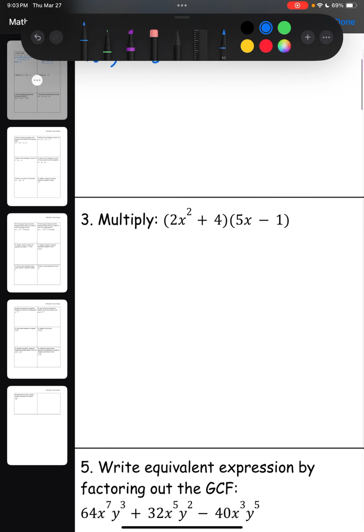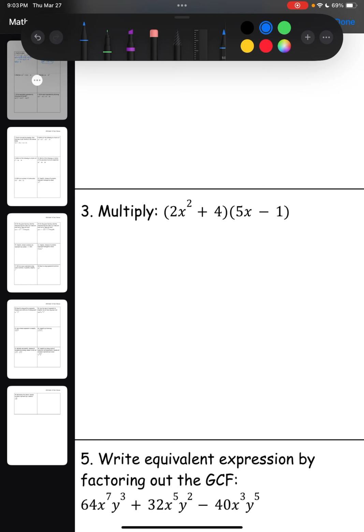Alright, number 3. For number 3, we're going to be multiplying these out, right? I'm going to show my method, how I do it. I do it over and under, so I make sure I multiply everything. By doing those first overs, we have 2x squared times 5x, which is 10x to the third. Then 2x squared times -1, which is just -2x squared. Then 4 times 5x, which is 20x, and 4 times -1, which is -4. There are no like terms to simplify here, so we are done with that one.